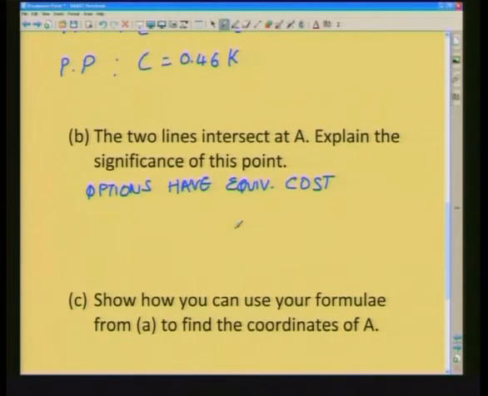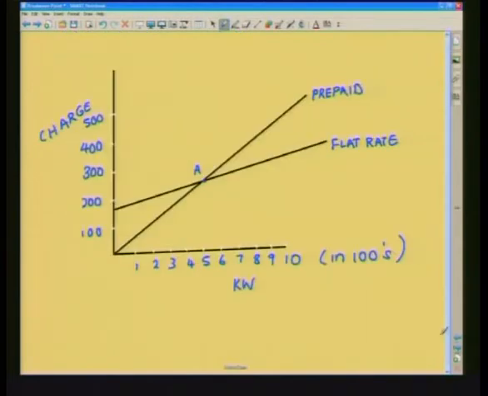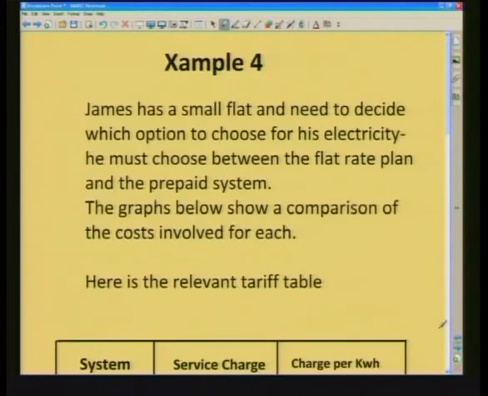Okay, if you look at what happens beyond that point A, you can see that your prepaid system suddenly starts becoming much, much more expensive than the flat rate system. So beyond that point, it would make sense to use a flat rate electricity system, and below that point, it makes sense to use a prepaid system.